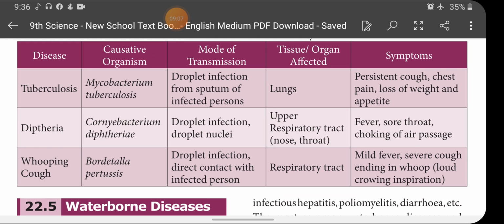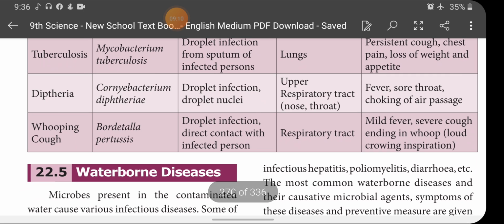Next one is diphtheria. Diphtheria is also a bacterial disease caused by Corynebacterium diphtheriae, and the mode of transmission is droplet infection and droplet nuclei, and the part or organ affected in the host is the upper respiratory tract such as nose and throat, and symptoms are fever, sore throat, then blocking of the air passage.